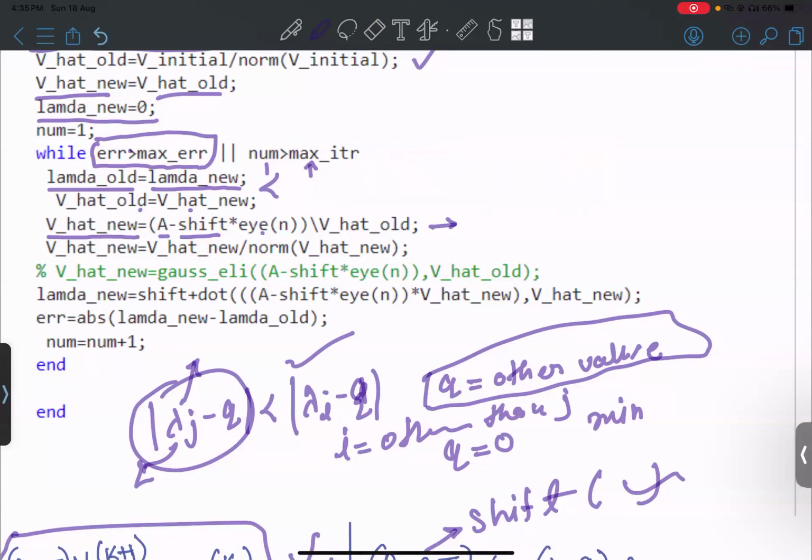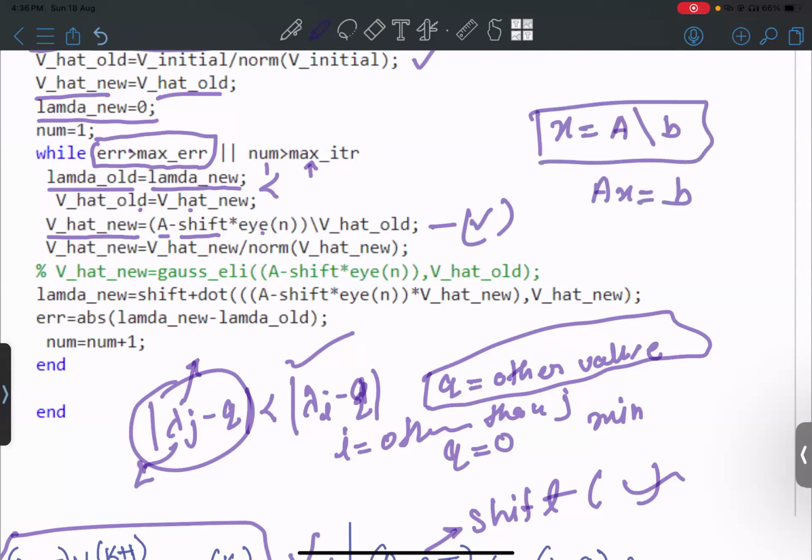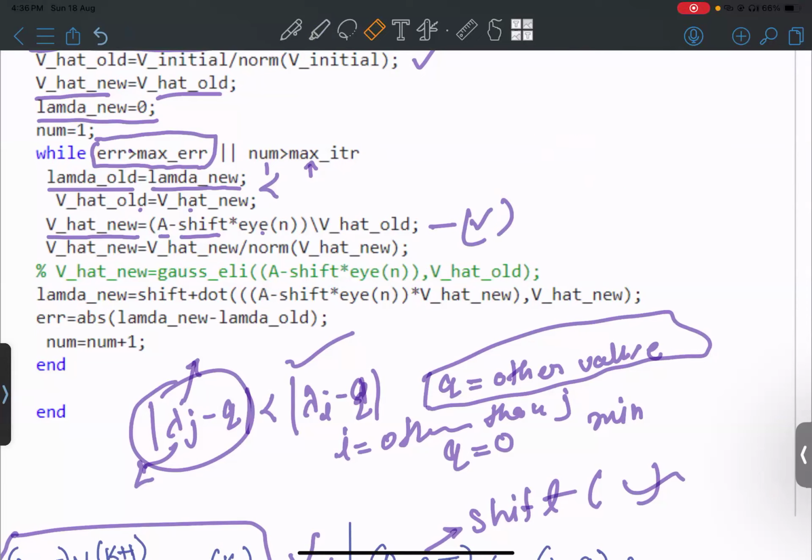I can solve it by defining some function. See here, I have commented one thing. This is the commented part, the inbuilt function in MATLAB. If I do x equal to a backslash b in MATLAB, it will solve ax equal to b type of linear equations. So I have simply used the inbuilt MATLAB function. What you can do is use the Gauss elimination function you have already made to solve this system of linear equations.